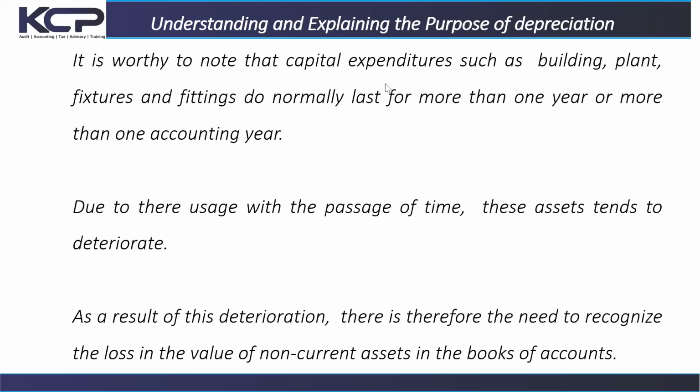It is very good for us to have a clear understanding about what each of these means and the applicability of each of these scenarios. It is worthy to note that capital expenditures such as buildings, plants, fixtures, and fittings do normally last for more than one year, or more than one accounting year. Due to the usage with the passage of time, this asset tends to deteriorate. So one of the various reasons why assets are either depreciated or amortized is because of deterioration.